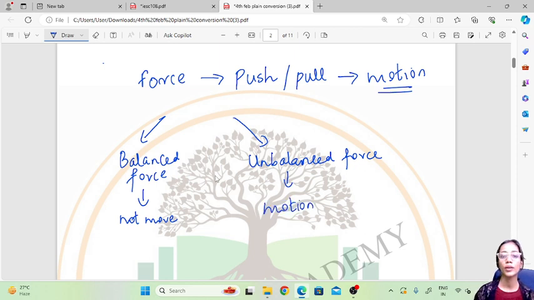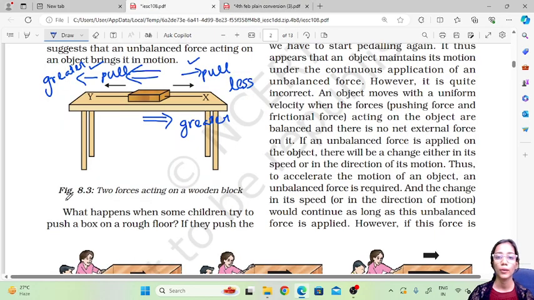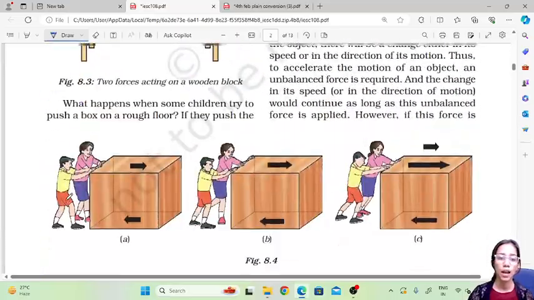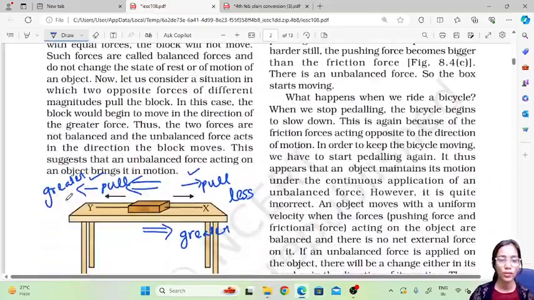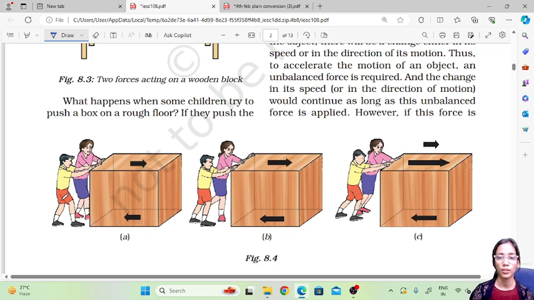Okay, so to get an object in motion, we have to have the unbalanced forces and not the balanced forces. So this is how there are two types of forces, the balanced force and unbalanced force. We need to study another factor over here.